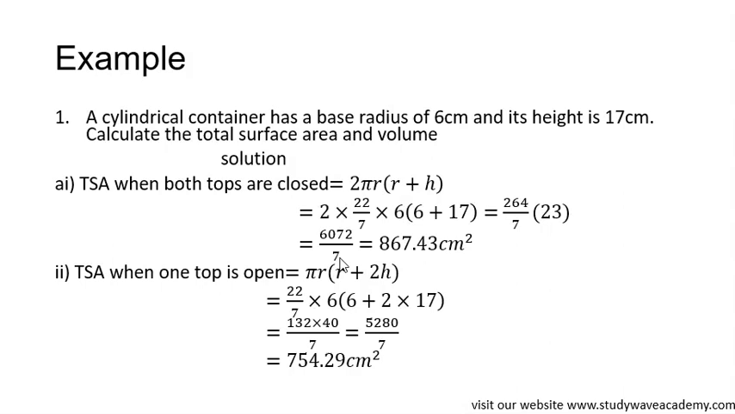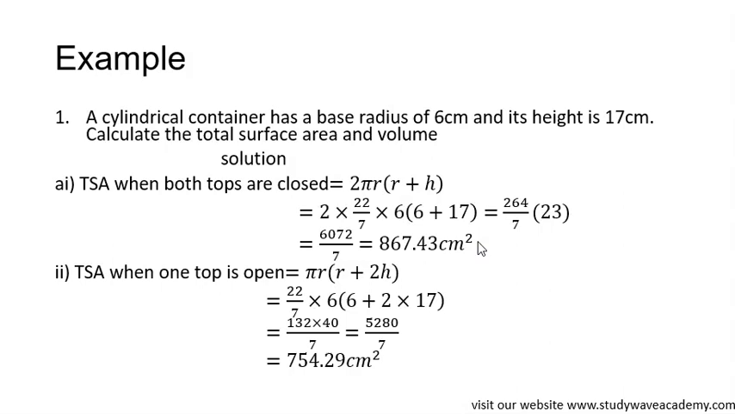I hope you're not confused. I'll go again. 2 times 22 times 6 is going to give you 264/7. Then you have a bracket here, so 6 plus 17 is 23. Open this bracket and multiply: 264 times 23 is going to give you 6,072 over 7. So 6,072 divided by 7 is going to give you 867.43 centimeters square. Hope you're not confused.